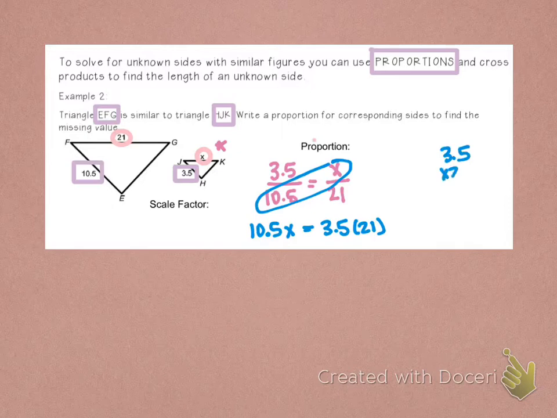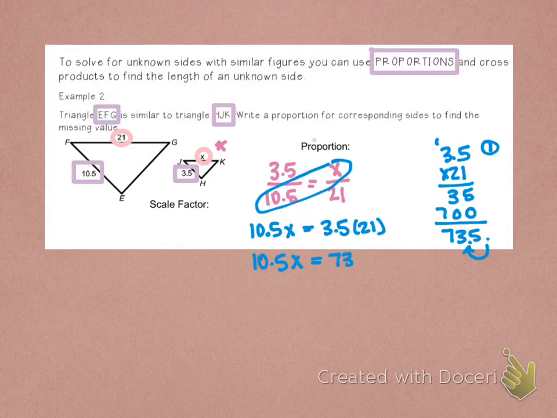3.5 times 21, that's one number to the right of the decimal. 5, 3, place value. 5 times 2 is 10. 3 times 2 is 6, plus 1 is 7. 735. One number to the right of the decimal. We place that back in. And we get 10.5x equals 73.5.